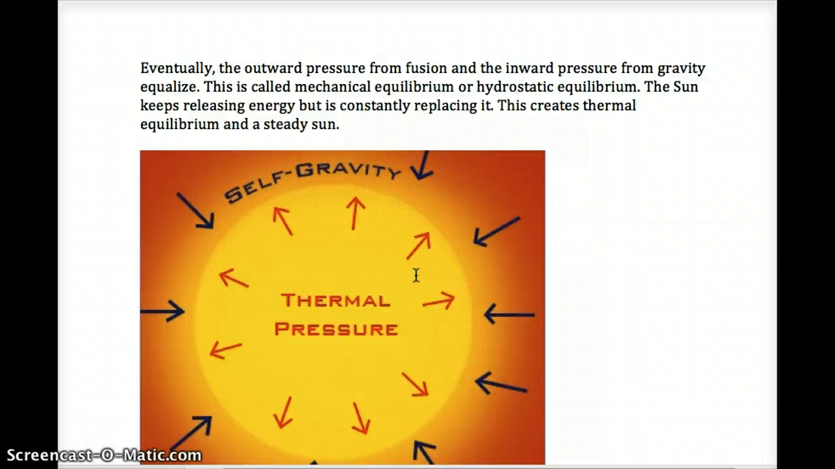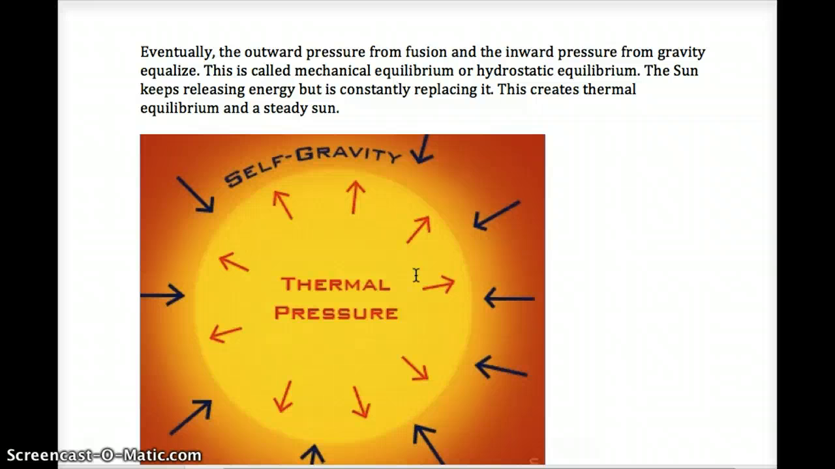Eventually, the outward pressure from fusion and the inward pressure from gravity equalize. This is called mechanical equilibrium or hydrostatic equilibrium. The Sun keeps releasing energy, but it is constantly replacing it. This creates thermal equilibrium and a steady Sun.